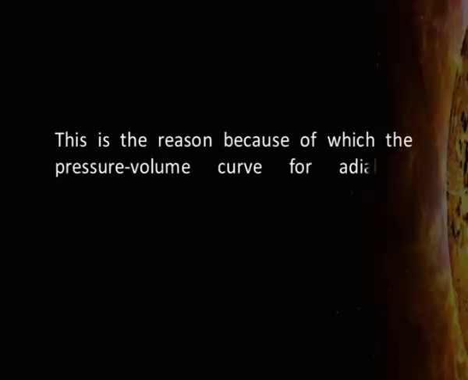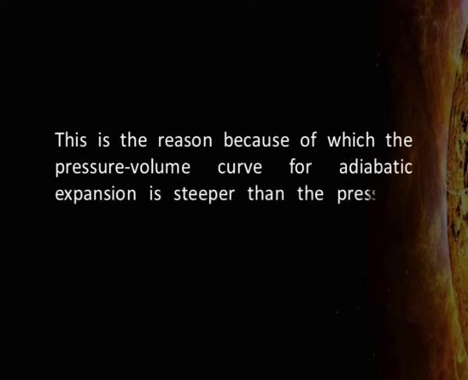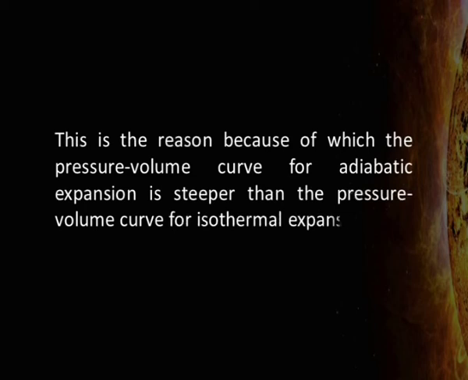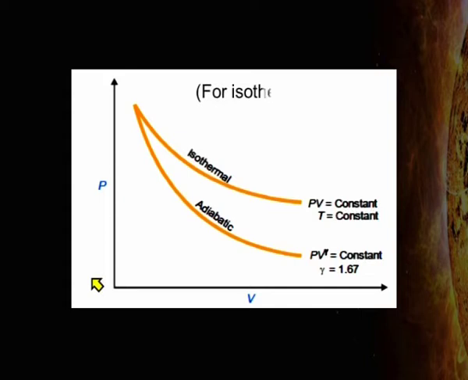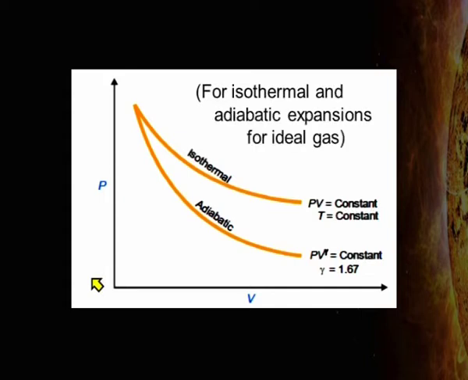This is the reason because of which the pressure volume curve for adiabatic expansion is steeper than the pressure volume curve for isothermal expansion. You can have a look at this graph for isothermal expansion and adiabatic expansion for an ideal gas. This graph is made for a monoatomic gas. For a monoatomic gas, the value of gamma is equal to 1.67. You can see that the slope for the adiabatic expansion graph is greater than the slope for the isothermal process.